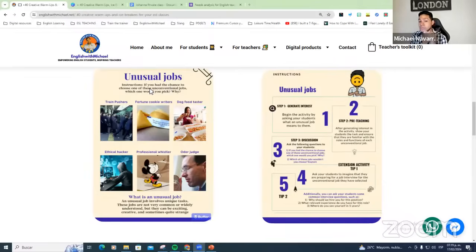If you had the chance to choose one of these unconventional jobs, which one would you pick and why? And you have 6 unusual jobs: train pushers, fortune cookie writers, dog food taster.